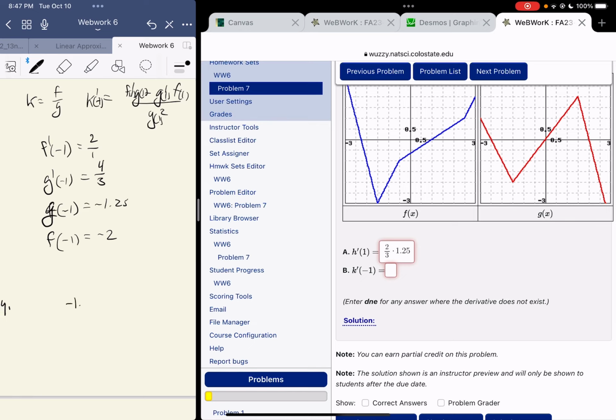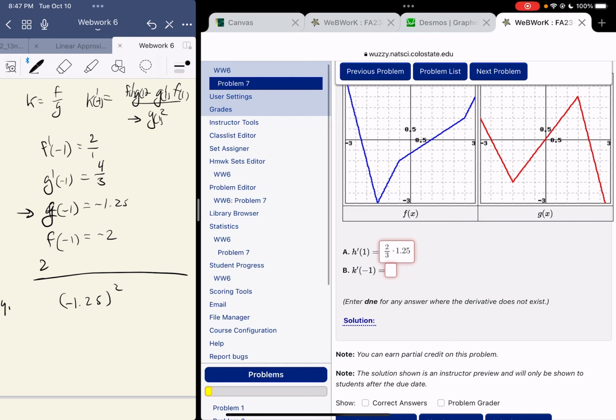Okay. We got negative 1.25 squared on the bottom. That was my g, and I need to square it. And up top, we need to do f prime, so that's 2 times g, which is negative 1.25, minus g prime, which is 4/3, times f, which is negative 2, so I'll make that plus 2, over that.